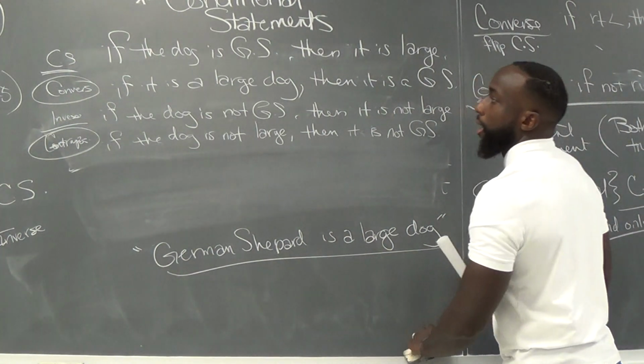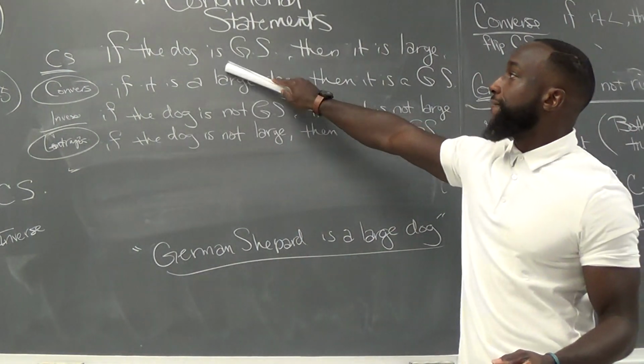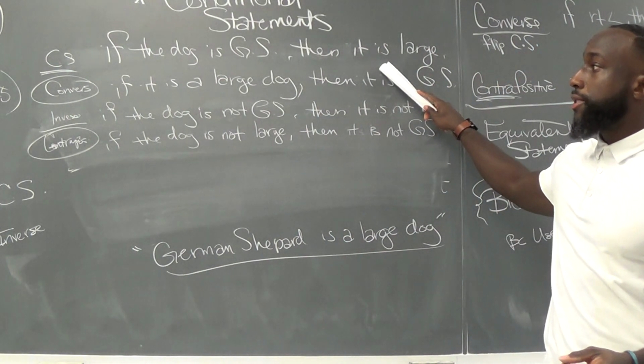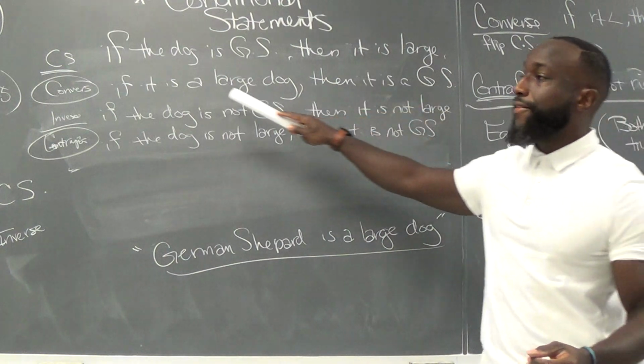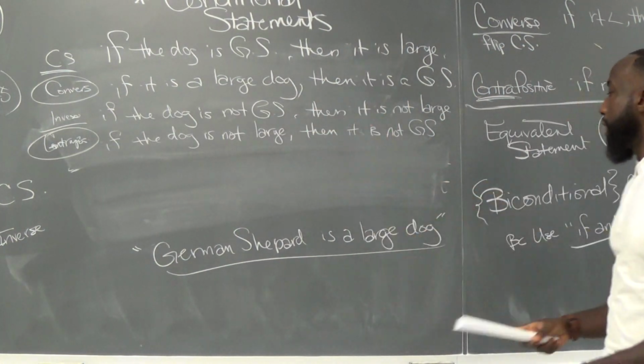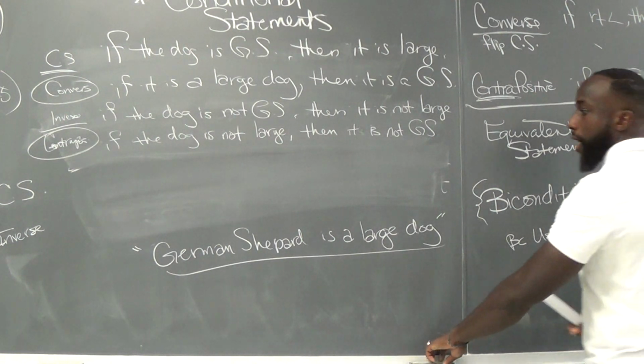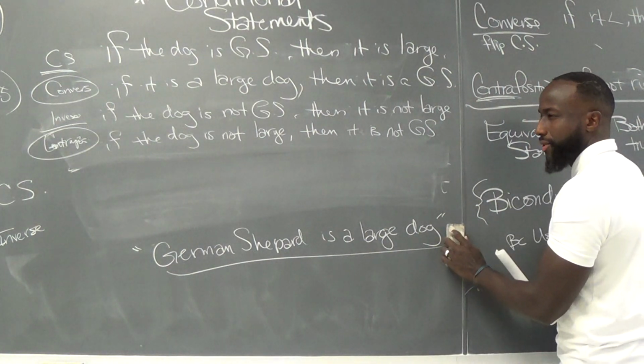Alright, so in this case, if it's a German Shepherd, then it's large, is one part. If it's large, then it's a German Shepherd. Is that true for both of them? No, so that can't be a biconditional statement. It's only true for one of them, right? So, let's do another example.